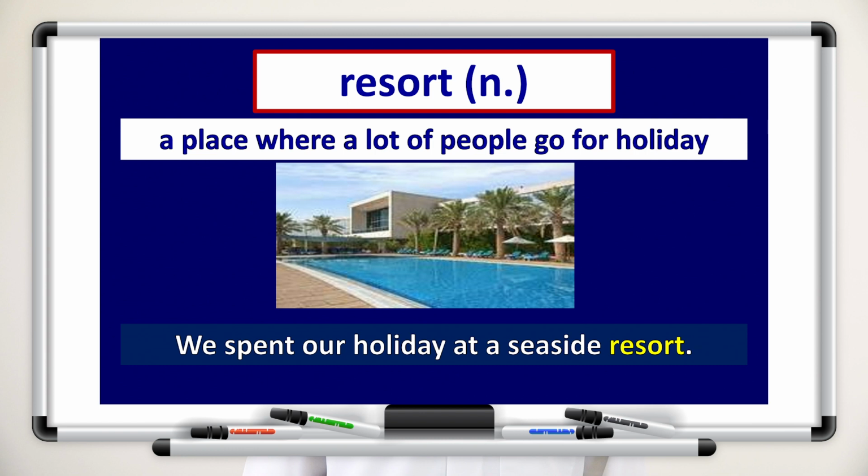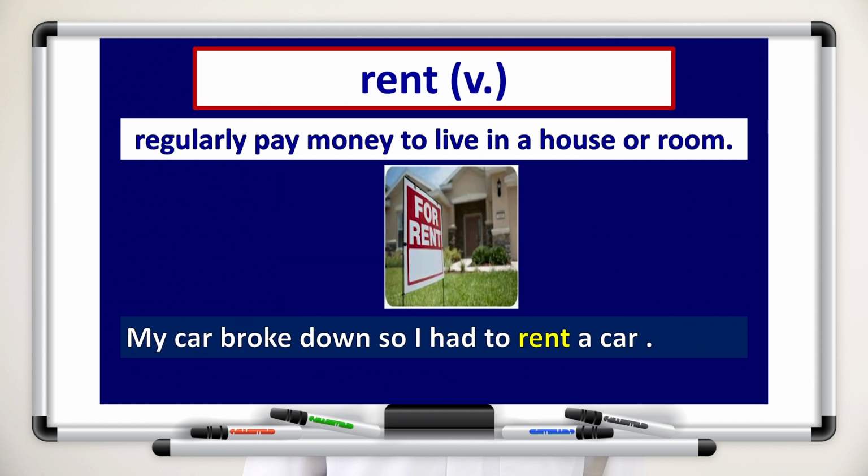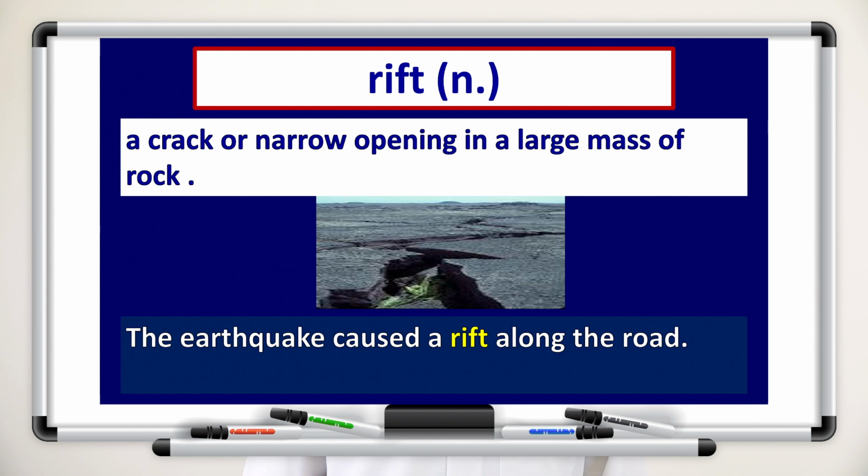Look at this place. I call this a resort. To rent: regularly pay money to live in a house or room or maybe a car. You can rent a car. Look at the example. My car broke down, so I had to rent a car. Rift is a noun, meaning a crack or narrow opening in a large mass of rock. The earthquake caused a rift along the road. Look at the picture, this is a rift.